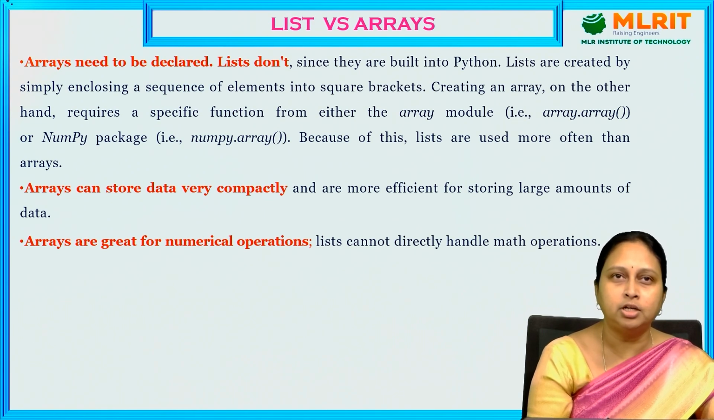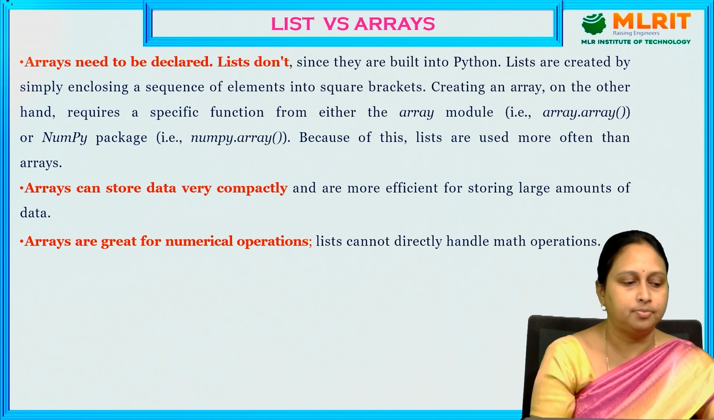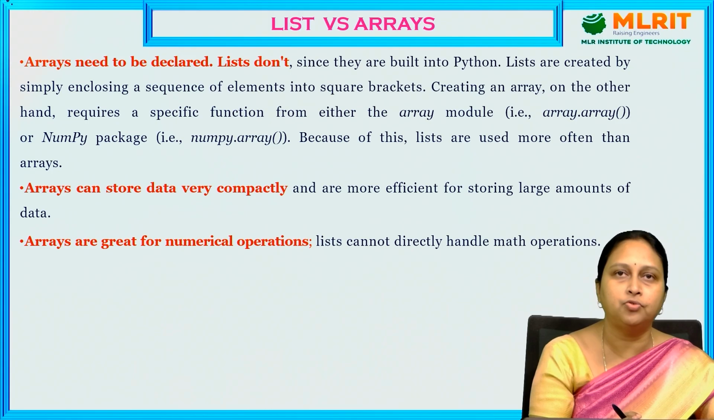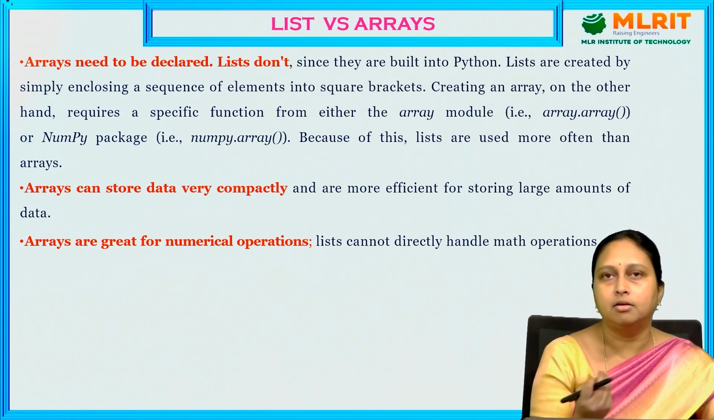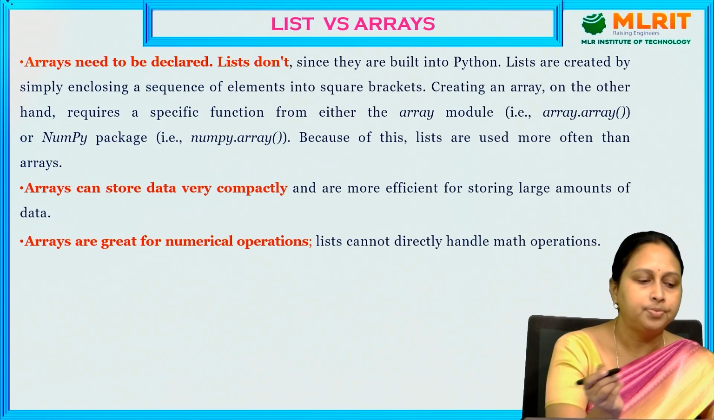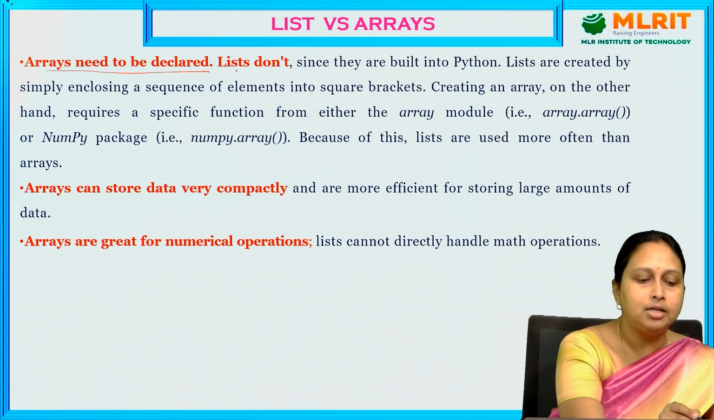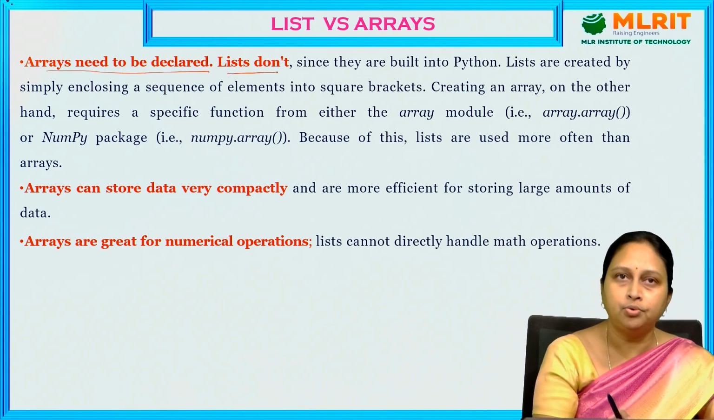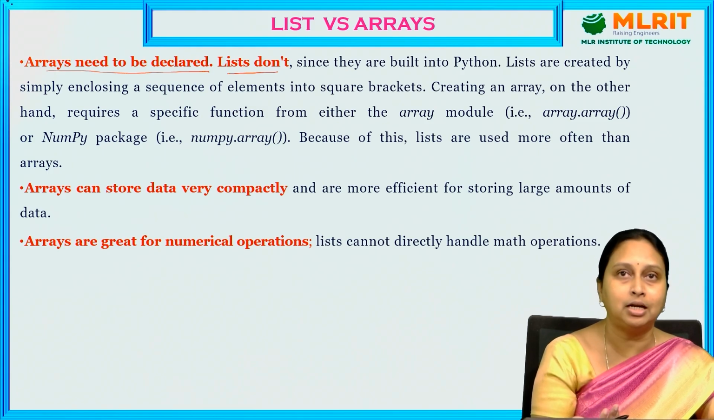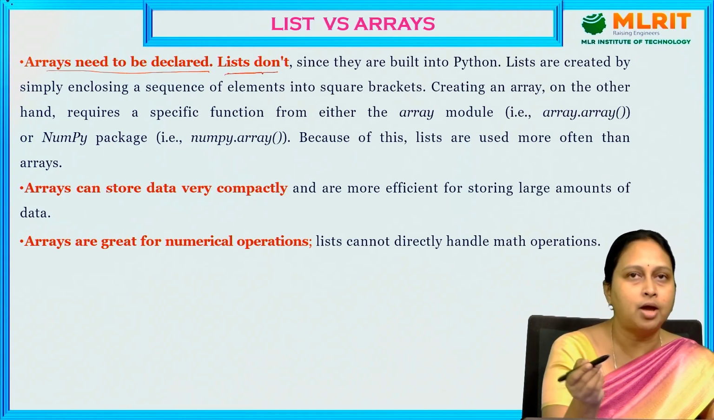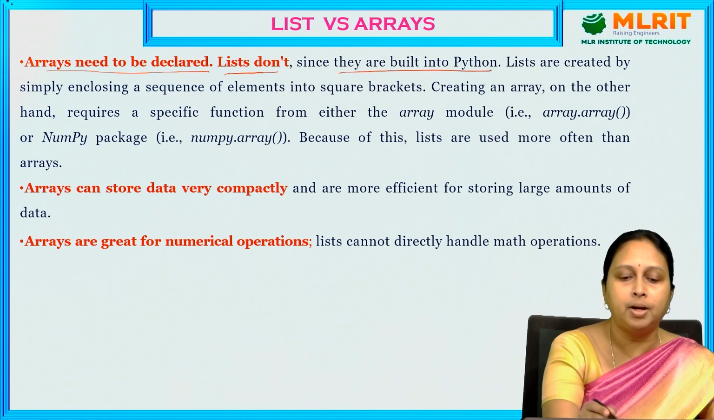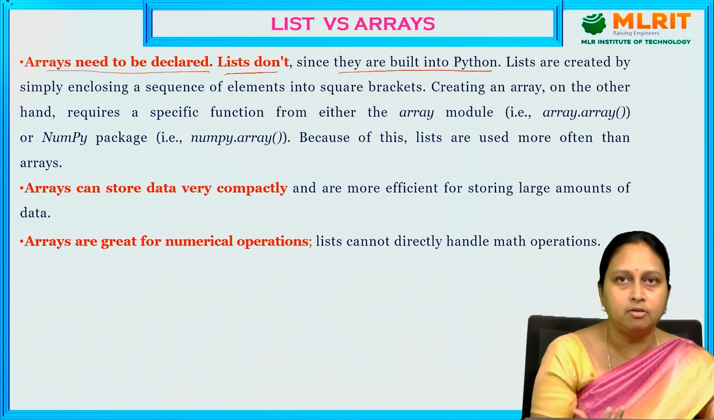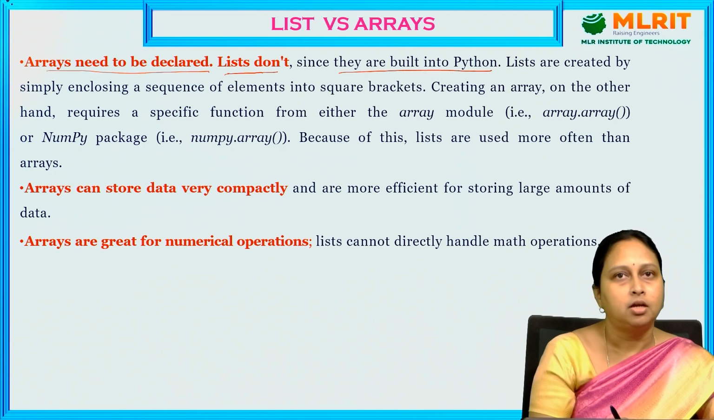And coming to the difference between list versus array, I hope you could understand what a list is and what an array is now. Let us see the differences you find between list and array in some more detail, right? Arrays need to be declared, lists do not. When you want to use arrays, you have to declare them by using either the array module or the NumPy module. You have to import them and then declare them, right? For a list, there is no need for any declaration since they are built into Python. They are already built-in, so there is no need to declare them.